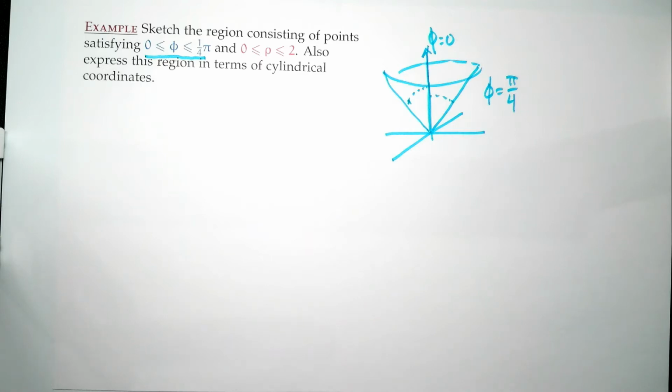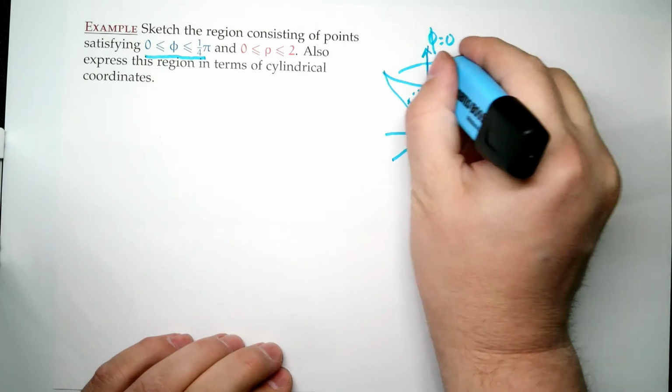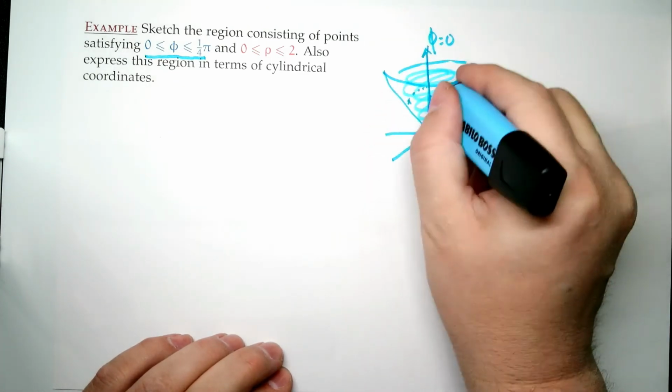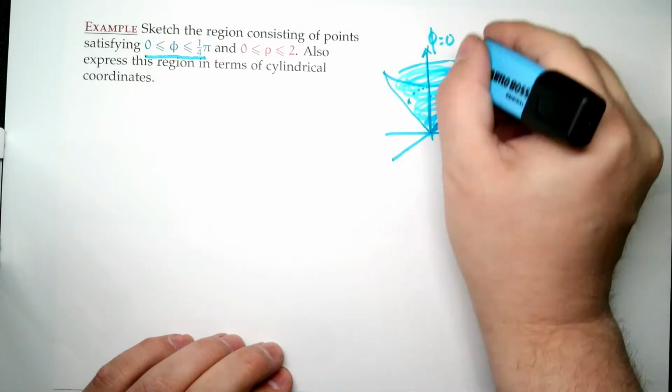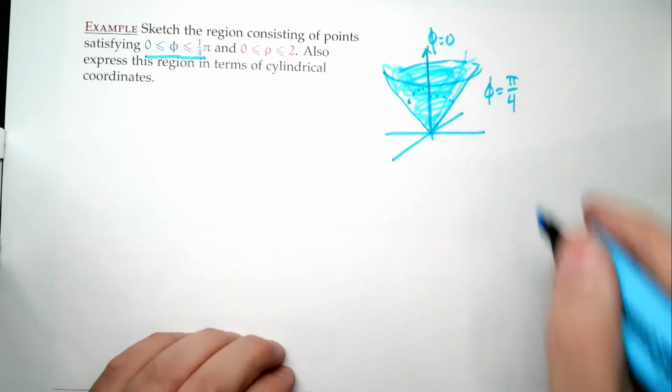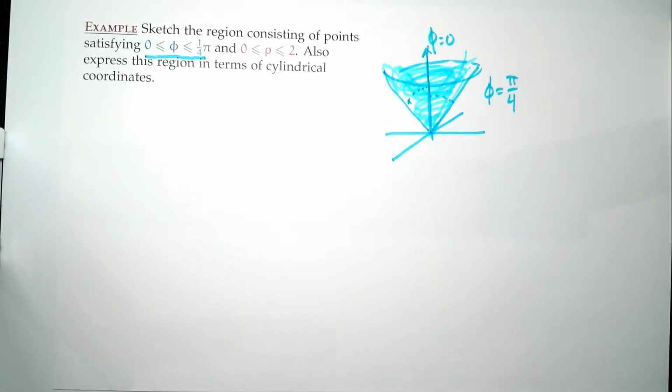All right, if I say φ is between 0 and π/4, what are my points? Well, there's a lot of them. In particular, it's everything that's inside this cone, including going up. So that's what those points are. Everything inside the cone. So that's the first constraint. Now let's talk about our second constraint.